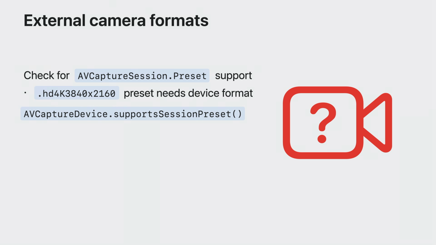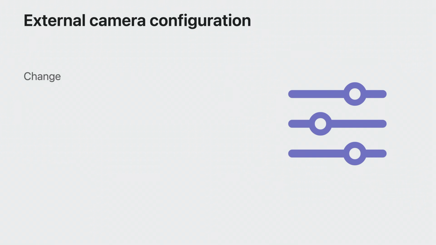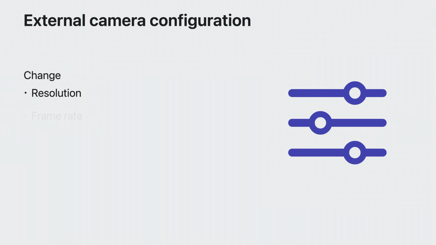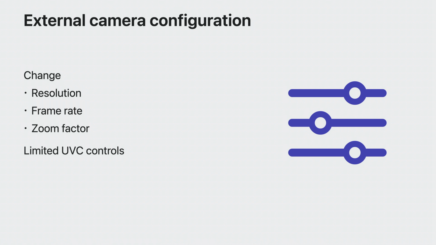Your app can check whether it can use a preset by calling the supports session preset method on AV Capture device. Your app can configure an external camera, including changing its resolution, frame rate, and zoom factor. iPadOS supports a limited set of the camera controls available in the USB video class specification. So query the AV Capture device for its capabilities.